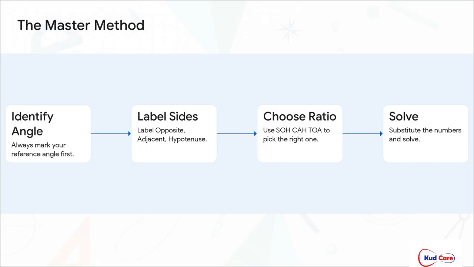So let's burn this simple 4-step cadence into your cognitive muscle memory. Number 1, identify the angle. Number 2, label the opposite, adjacent, and hypotenuse. Number 3, choose your SOHCAHTOA ratio. And number 4, substitute your numbers and solve. If you follow this exact path every single time, you literally cannot get lost.